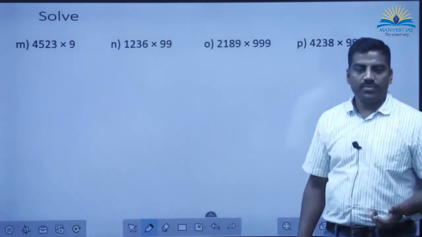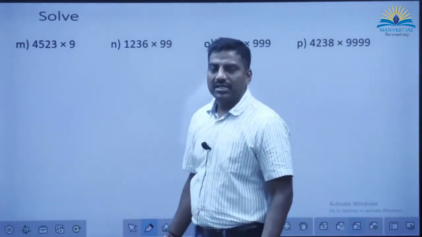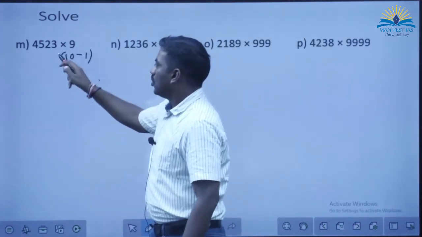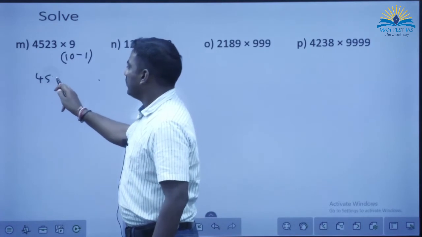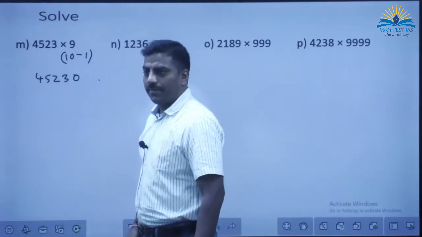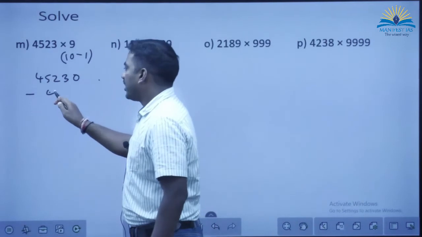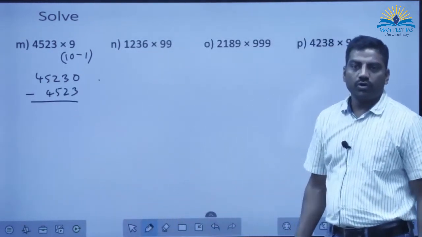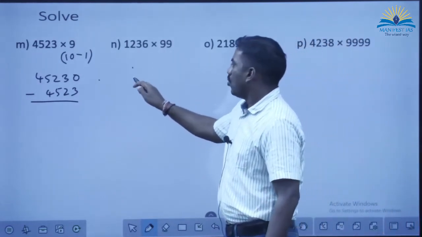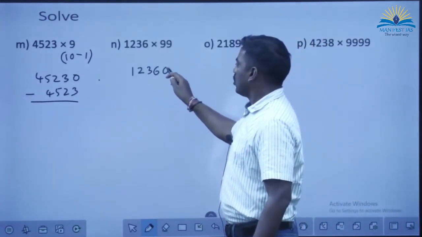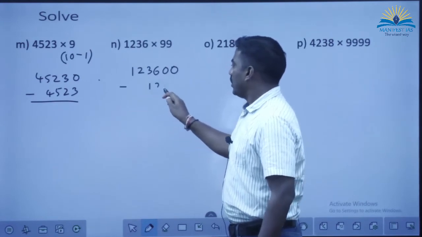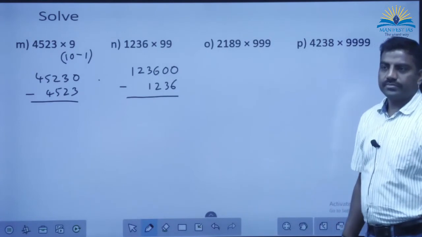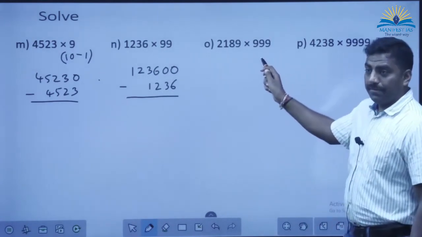9. How do you do it? Instead of 9, 10 minus 1. So 4523, single 0 for 10, minus 4523. This is how you do it. 99: 1236, 00 for 100, minus 1236. Correct? 999.